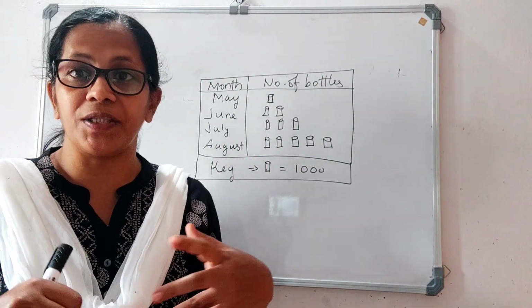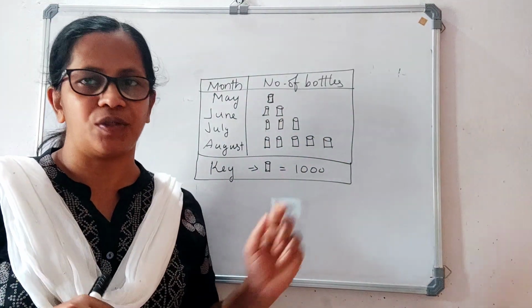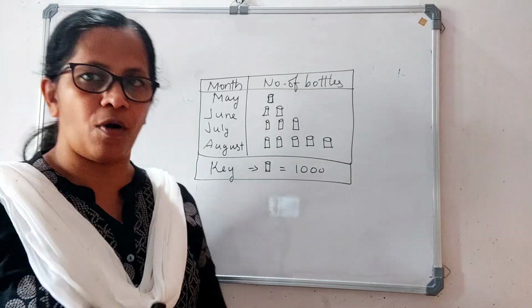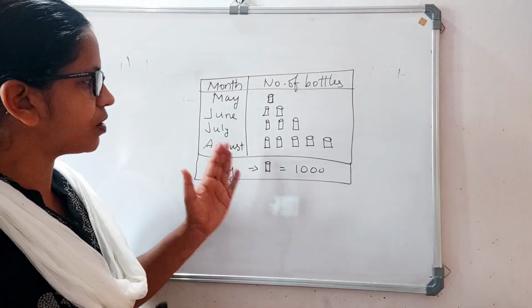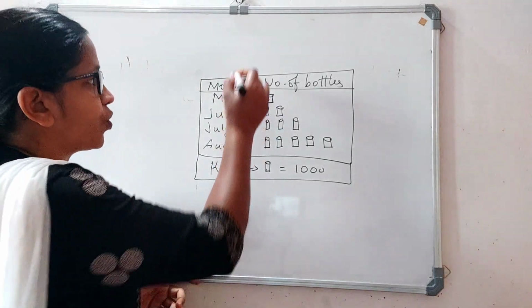Otherwise we cannot represent all the 1000 bottles. We cannot draw them. That is why we use a key to represent the number of bottles. So look at this. What was given, we have represented using pictograph. This is called a pictograph.